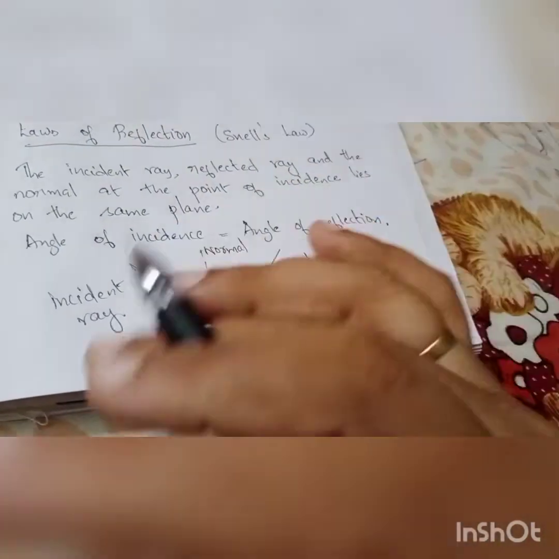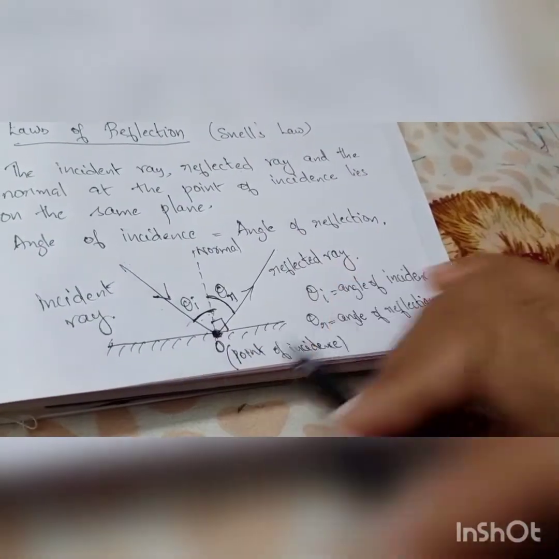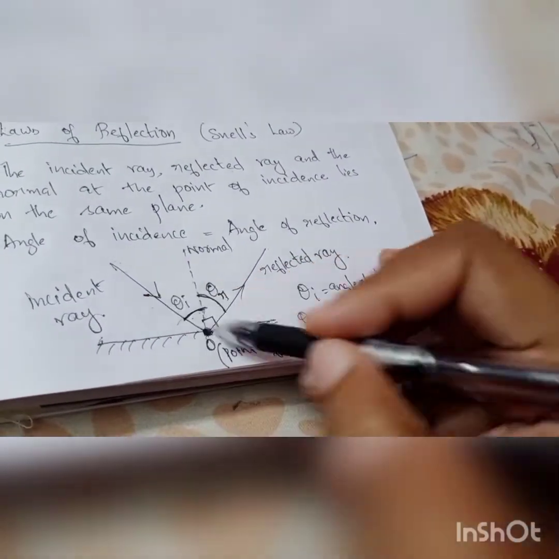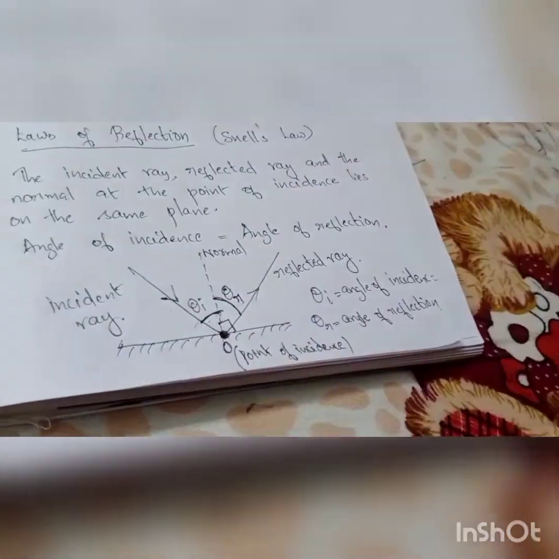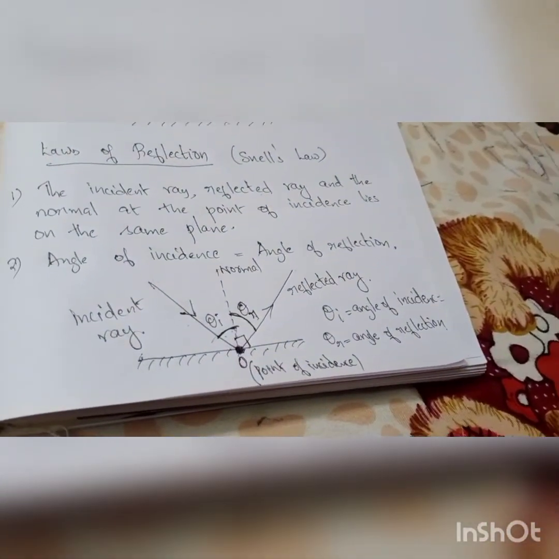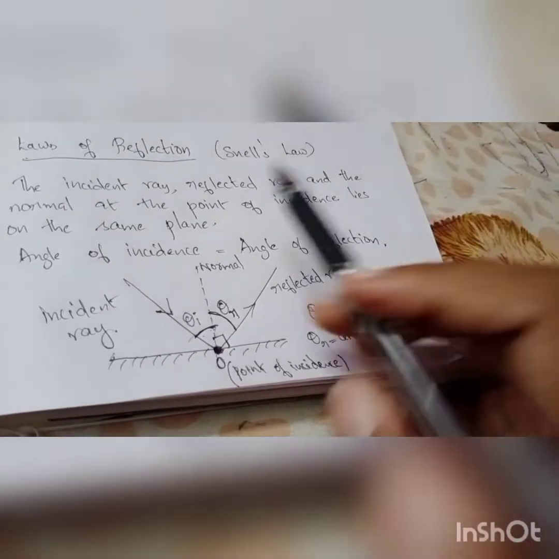That means if I am looking into the reflection which is happening on this paper, then this paper acts as a plane. So the incident ray, the normal and the reflected ray will lie in this paper. If I am taking air as a medium, then air is the plane. All lie on the same plane. Okay, so this is the first law.